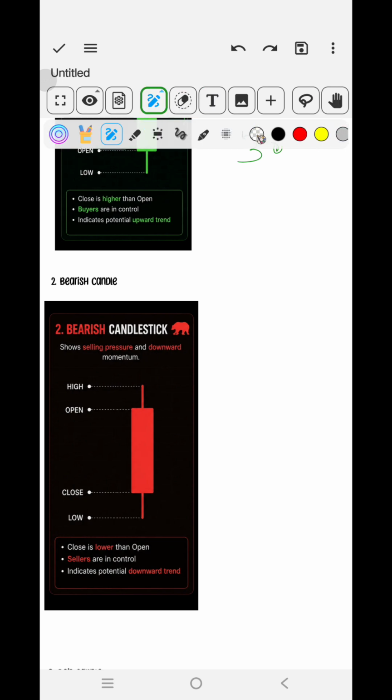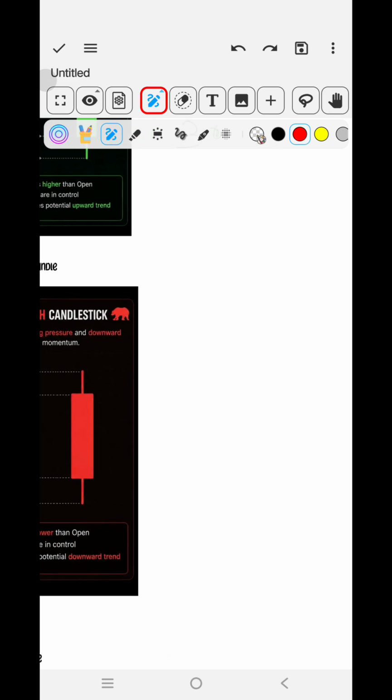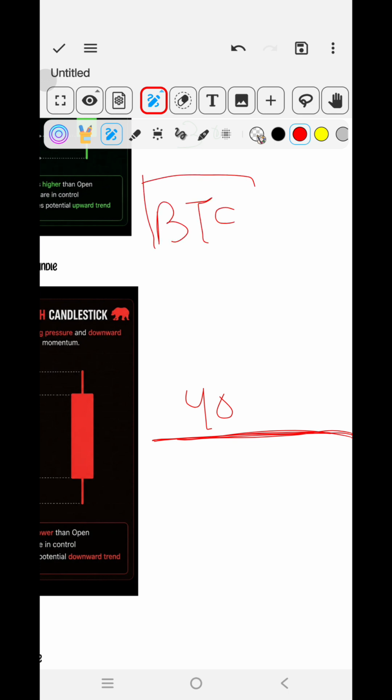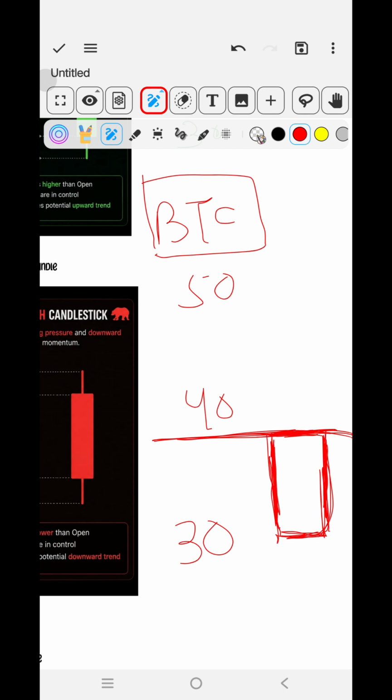So we have to take the red color, and suppose the price is on 40. The BTC price is on 40, and this is 50, and this is 30. The candle starts from 40 and goes down because the sellers are stronger. The candle forms like this. It's known as a bearish candle.